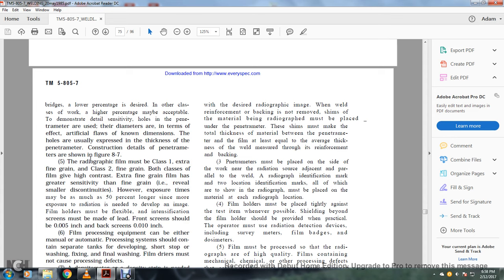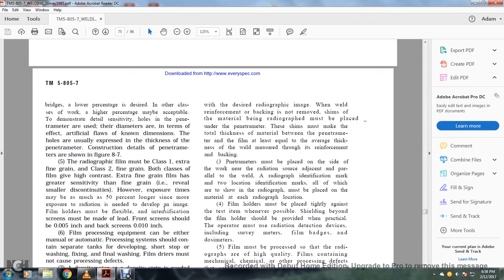The radiographic film must be class 1, extra fine grain, or class 2, fine grain. Both classes of film give high contrast, with the extra fine grain film having a slightly greater sensitivity than the fine grain, revealing smaller discontinuities. However, the exposure times may be 50% longer, since more exposure to radiation is needed to develop an image.